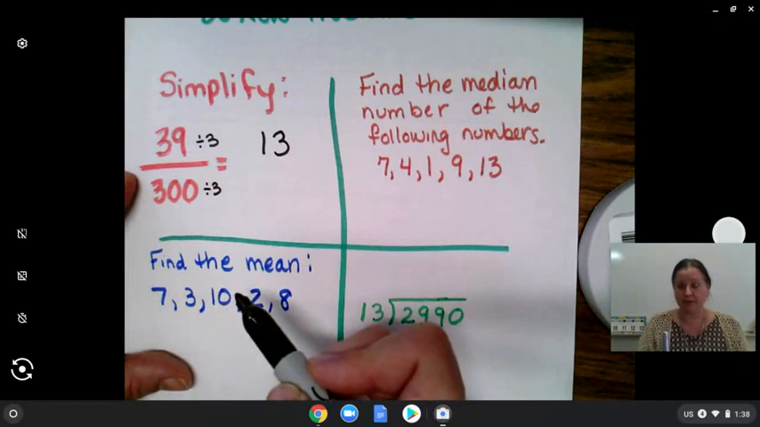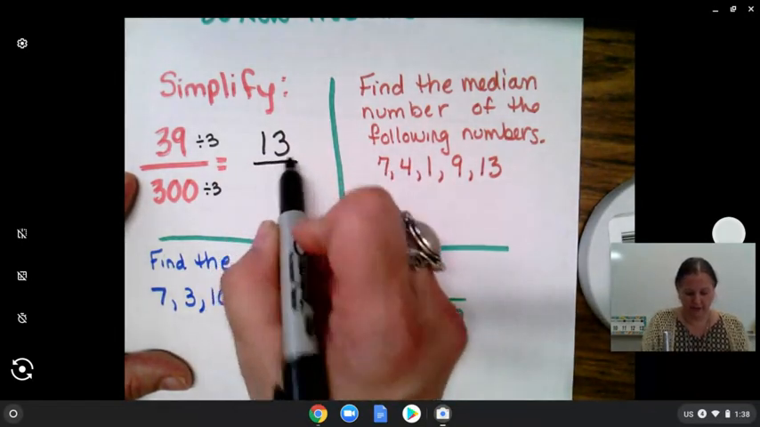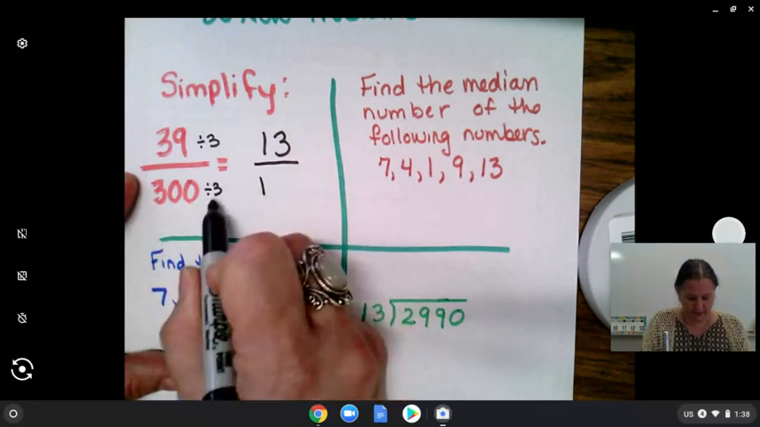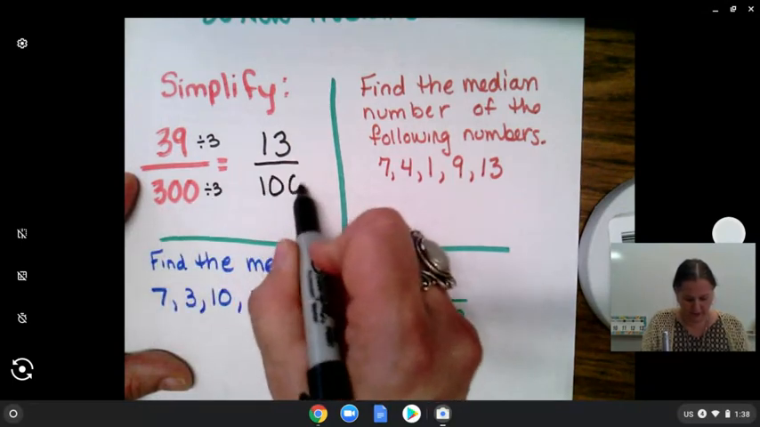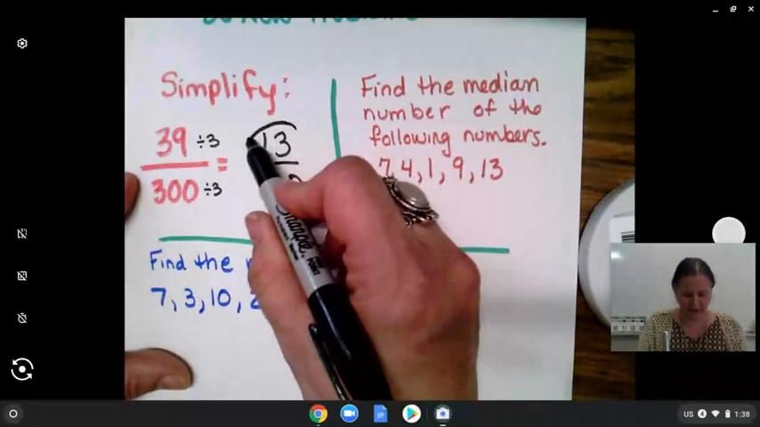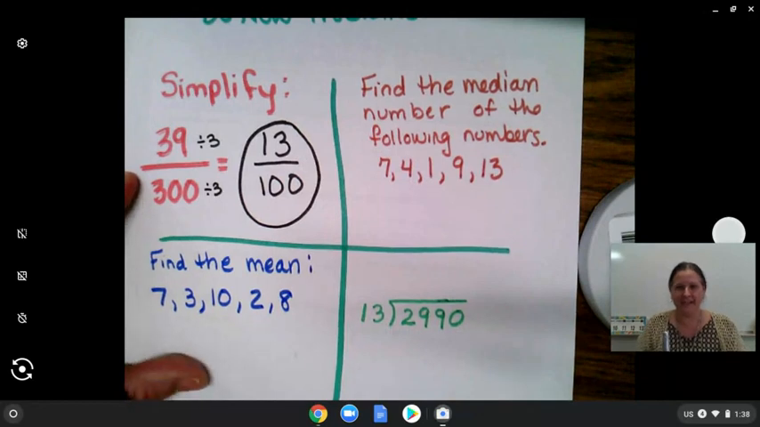Now 13, remember, is a prime number, so the only number that you can divide 13 by is 1 and itself. So we're going to just leave that one. And then 3 goes into 3 once, 3 into those 2 zeros. So 13 over 100 is as simplified as that one will go. All right, then it's the median.